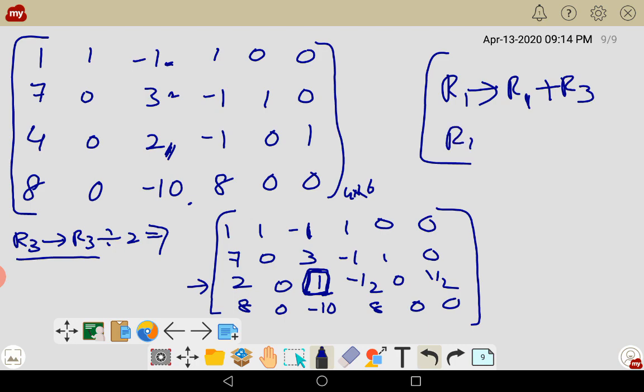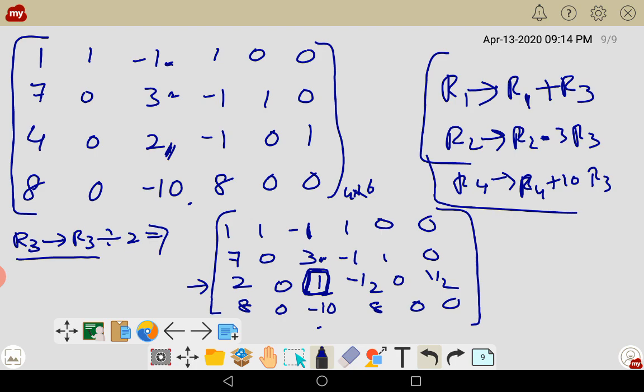For R2, what is the formula? Can you write it yourself? R2 starts from R2, and we should use R3, and this is positive 3, so we use here negative 3. What is the formula for R4, row 4? No change in row 3. It is negative 10 here. So you start from R4, negative 10, you will write positive 10 and again R3. These are the three formulas that will convert the other column elements into zeros.